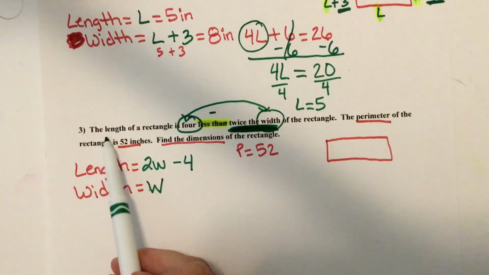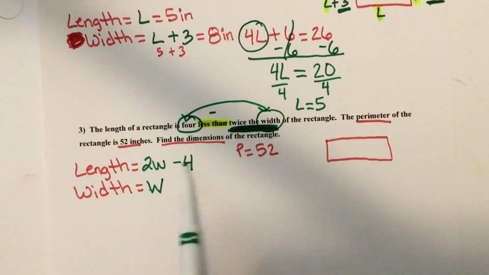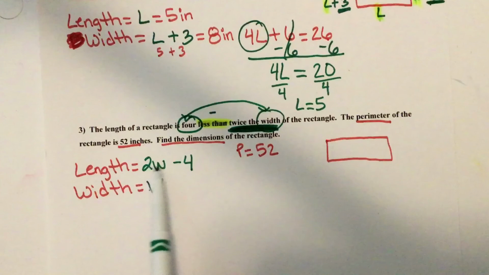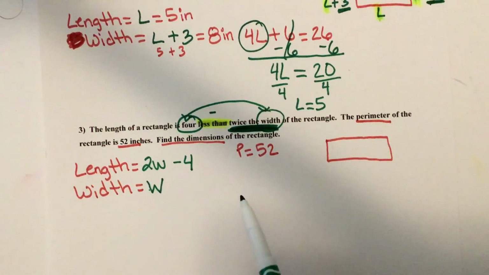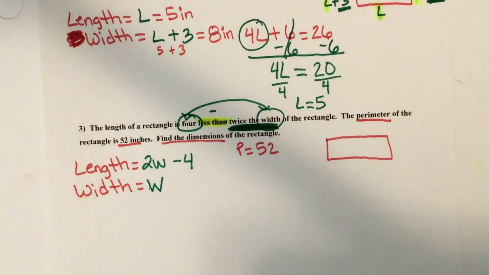So when it says the length of the rectangle is 4 less than twice the width, that's what this represents. 4 less than twice the width. A lot of students want to put 4 minus 2W. They want to have that flipped around, and it won't work correctly if you do that. So you always want to be on the lookout for those switch words: more than, less than, subtracted from, fewer.